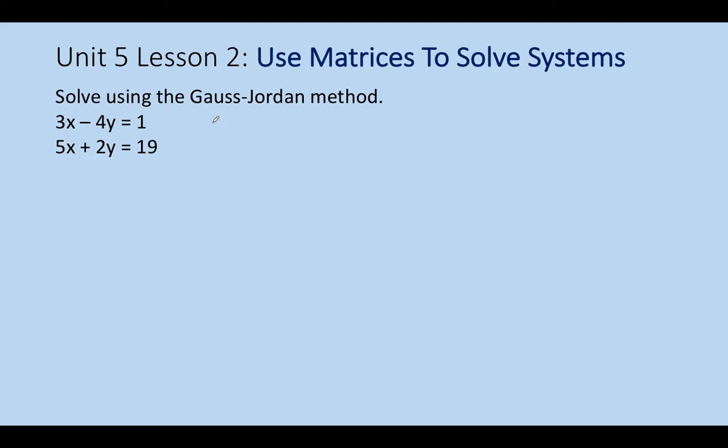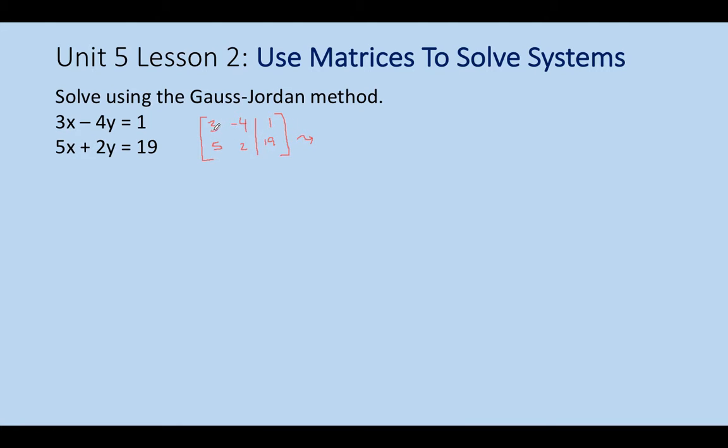Step number one, we're going to just write the augmented matrix. So using my coefficients, I got 3, -4, and 5, 2. And then I'm going to write my answers over here. I guess 1, 19. And my goal is to get this into row reduced echelon form, the identity matrix, 1, 0, 0, 1. And so here's what we're going to do. We're going to use our properties, our row transformation properties that we just talked about.